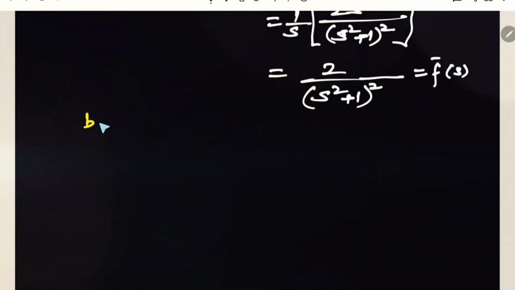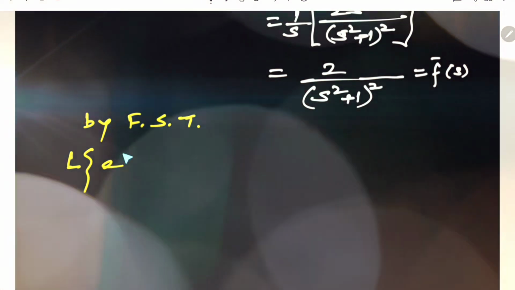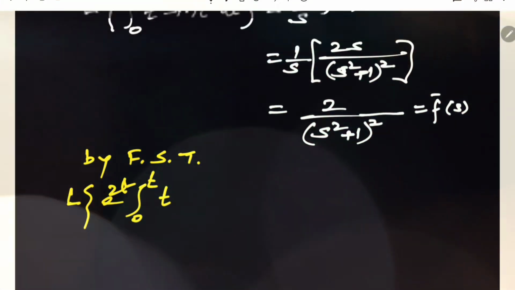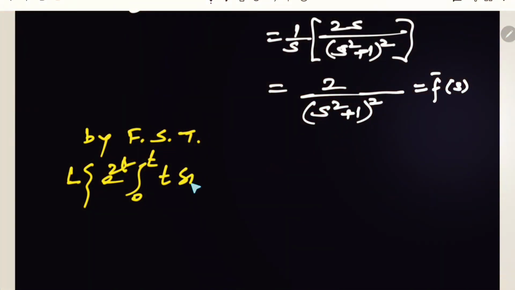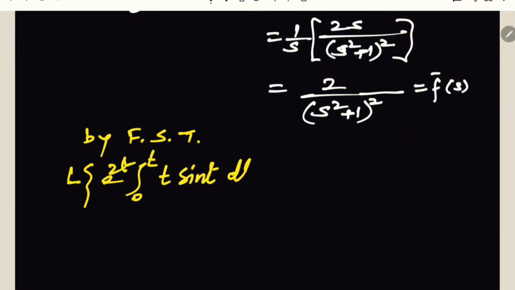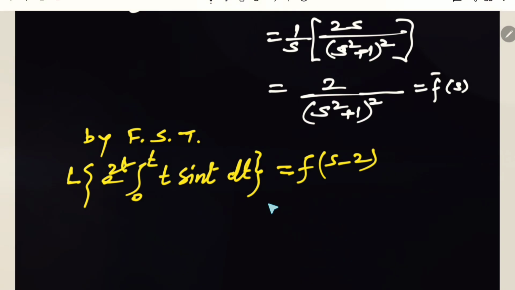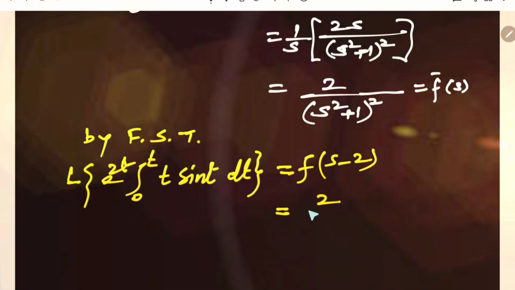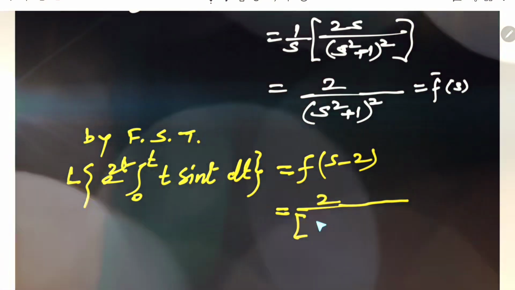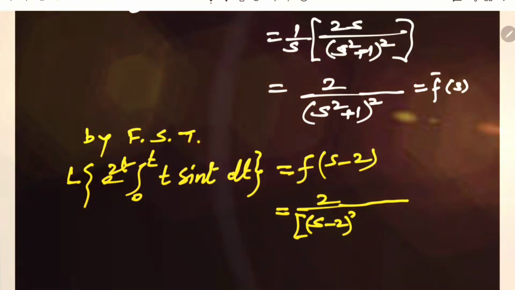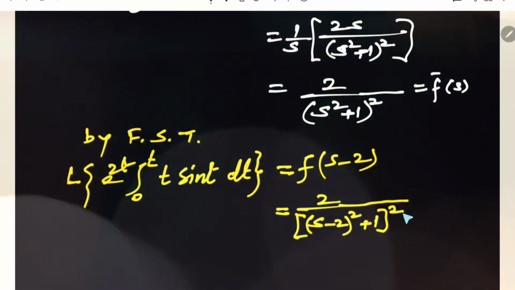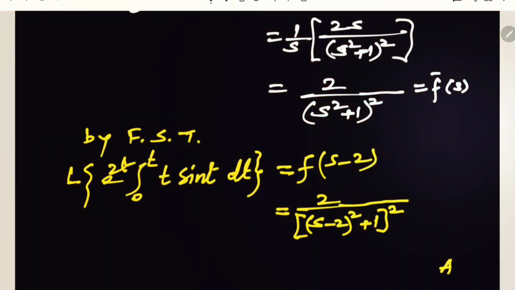And then finally applying first shifting theorem. Laplace transform of e raised to 2t integration from 0 to t t sin t dt as f bar of, replacing s by s minus 2. We get final answer as 2 upon (s minus 2) bracket square plus 1 bracket close and its square as the final answer.